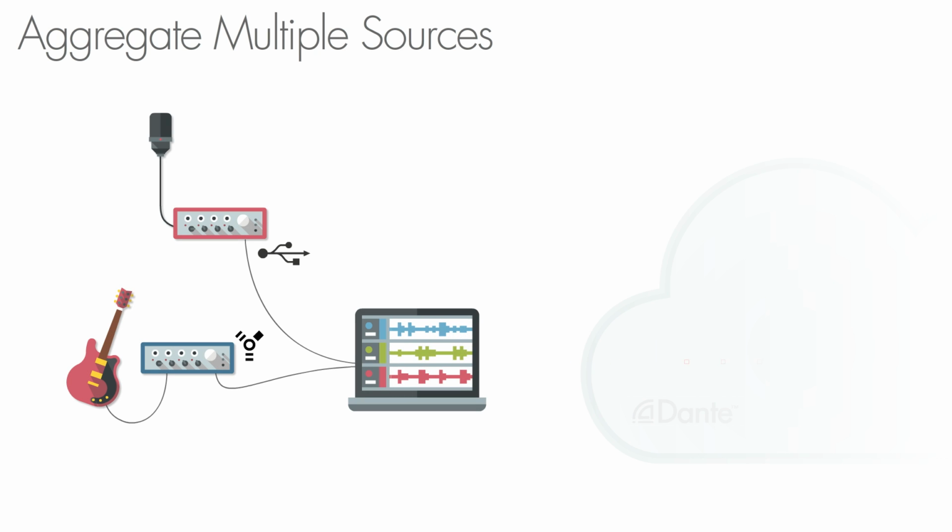You can easily aggregate audio from multiple source types and send it to one or more destinations without the need for a mixing console. For example, you can simultaneously send audio from a USB sound card and a FireWire sound card to a digital audio workstation for recording. You can also send the audio workstation output to the Dante network for remote monitoring.